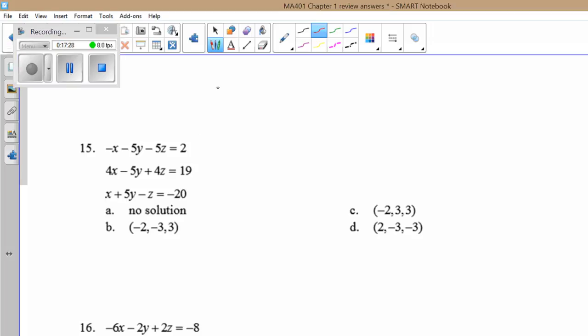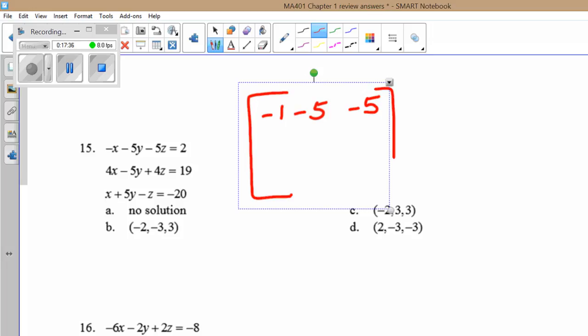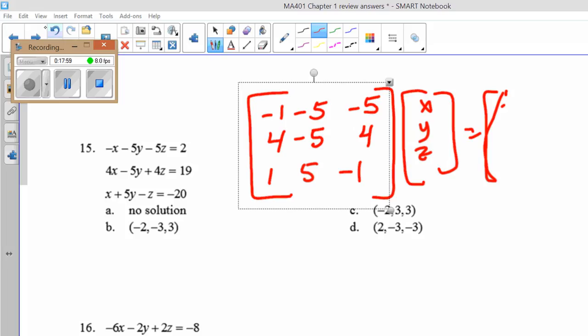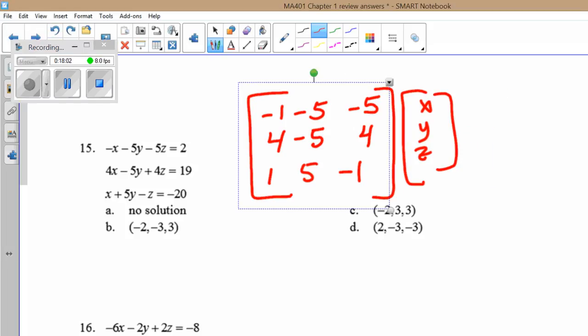Okay, so in matrix A, what we're going to do is negative 1, negative 5, negative 5. Matrix A will also have 4, negative 5, 4, and 1, 5, negative 1. Do you remember this? This is our matrix equation with the x, y, z. And then now we need our constant matrix for C. So, ooh, I have scribblies. We have 2 and 19 and negative 20.